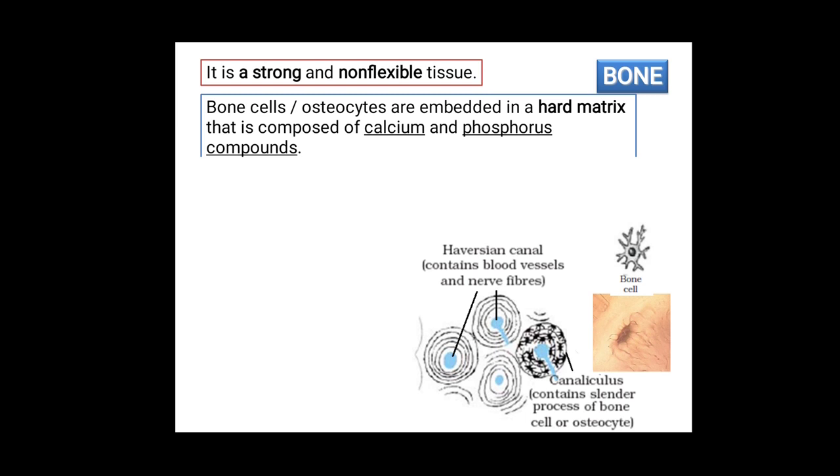But they are actually these cells with their processes, and they are in touch with each other through the processes, because outside the cell everything is hard, and that is the hard matrix. So they keep in touch with each other through these long processes. And if you see, they are arranged around a central canal, this blue color. That is called the Haversian canal.